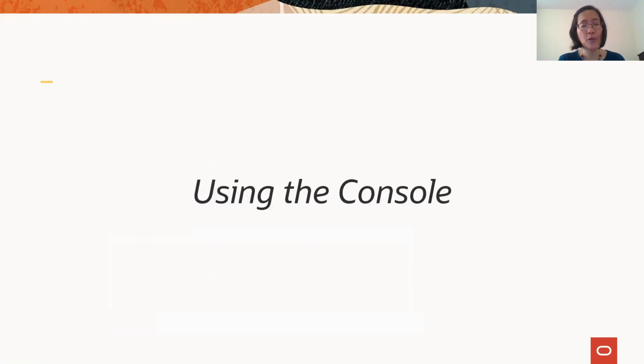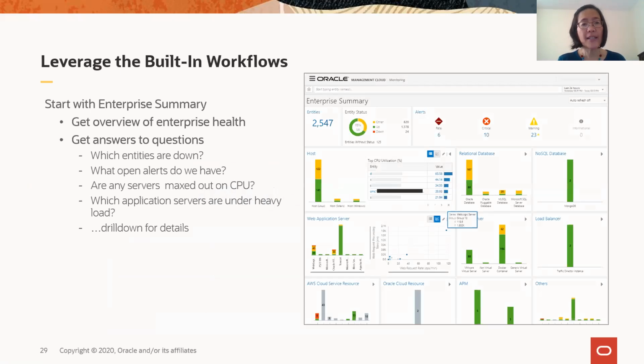Now let's talk about using the console to manage and monitor your entities. Let's start off with the enterprise summary. When you go to infrastructure monitoring, this is the first UI that you see, the enterprise summary. It's designed to give you an overview of enterprise health and answer basic questions. Is everything up, or do I have entities that are down that I have to investigate? The entity status answers that question. If everything is green, everything is up. For those that are not green, meaning it's down or there's some other issue going on, you can quickly drill down and find out the entities that are down.